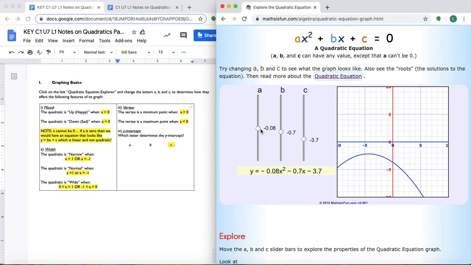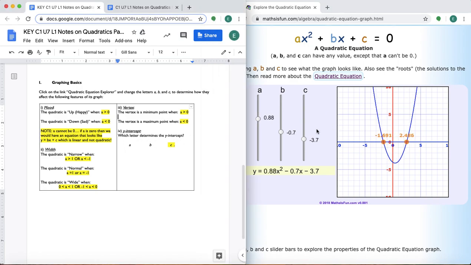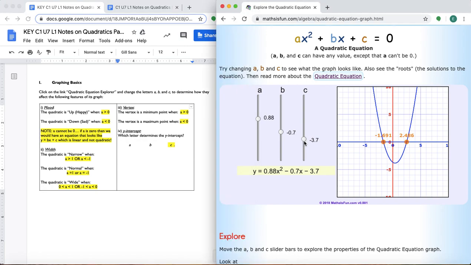And now finally, last but not least, the y-intercept. Which letter determines the y-intercept? I don't know if you noticed, but when I move this cursor for C, let's move it to 0. If I move it to 0, it should be crossing through the origin. Oh, it should be crossing through the origin. My y-intercept should be at 0, 0.